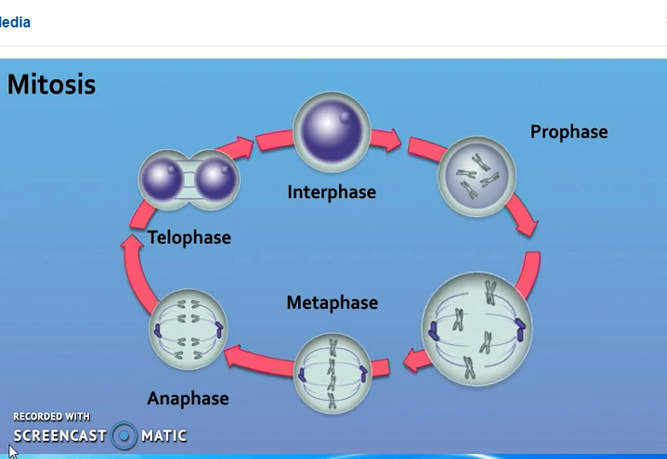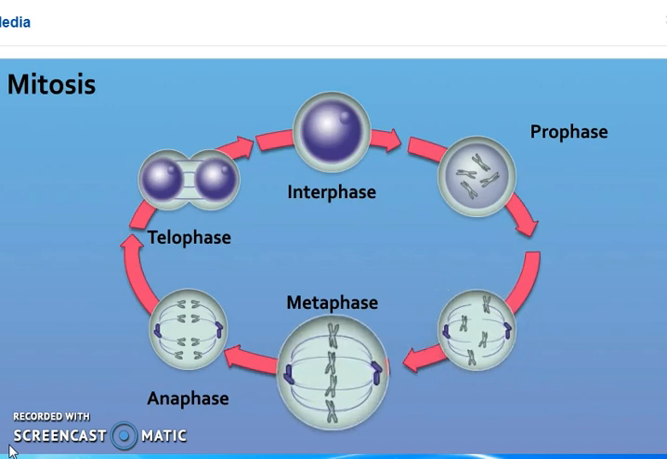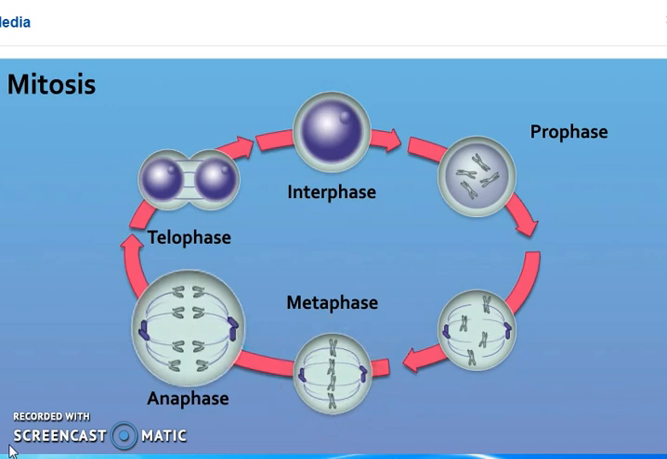The spindle fibers extend from the centriole at either pole of the cell and attach to the centromere of the sister chromatids. During metaphase, the sister chromatids are pulled by motor proteins along the spindle apparatus toward the center of the cell, and they line up in the middle or equator of the cell. During anaphase, the chromatids pull apart. The microtubules of spindle fibers begin to shorten, pulling the centromere of each sister chromatid, causing the sister chromatids to separate into two identical chromosomes.